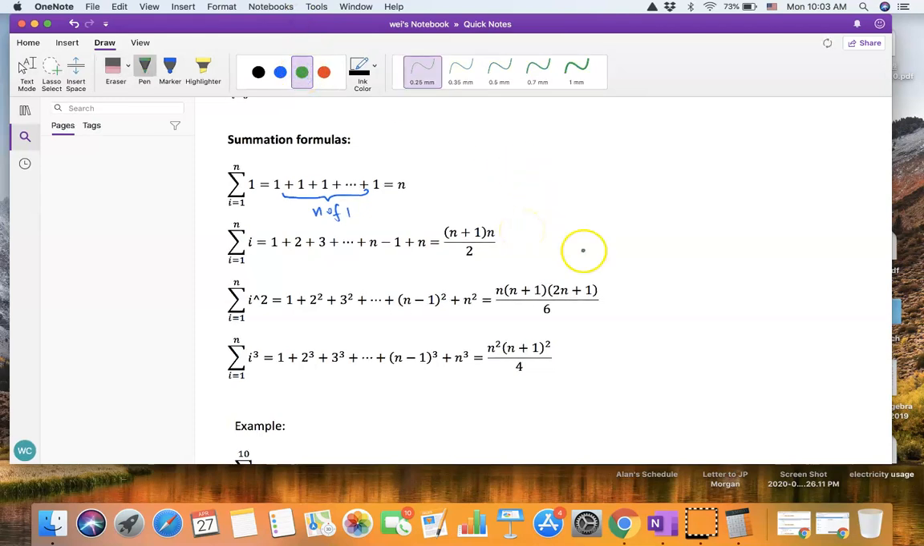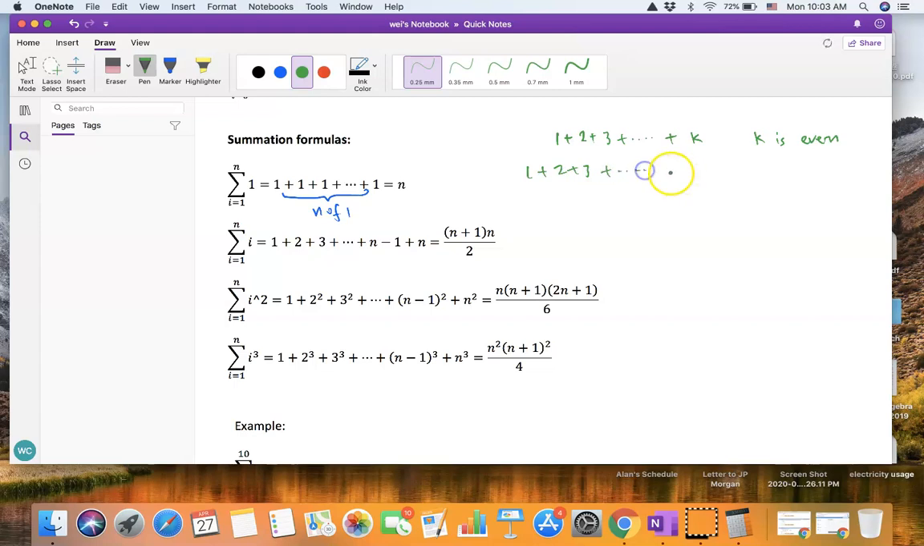Let me use a few minutes to show you how we derive this formula. Let's see, if we add 1 plus 2 plus 3 and all the way to k. First, we assume k is an even number.